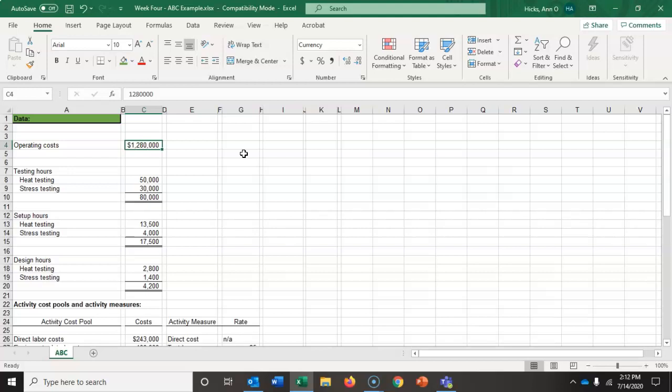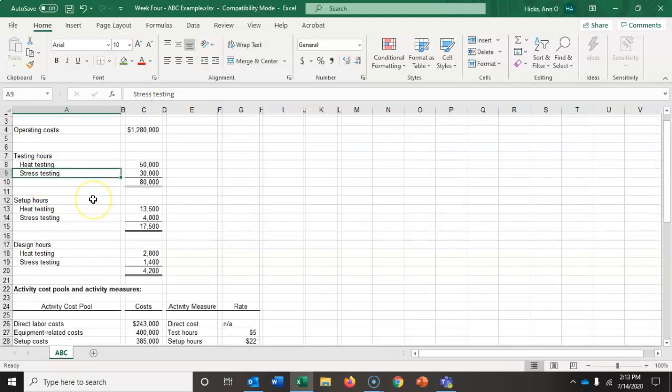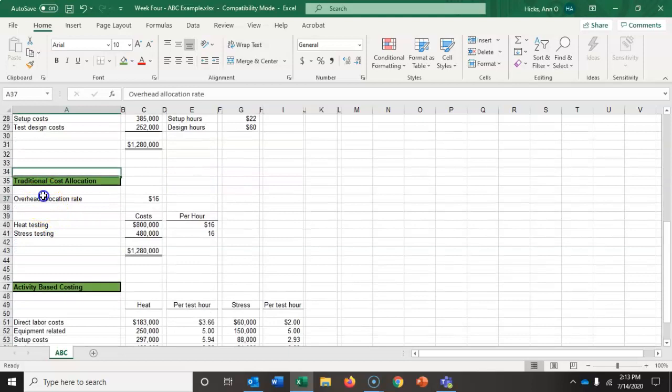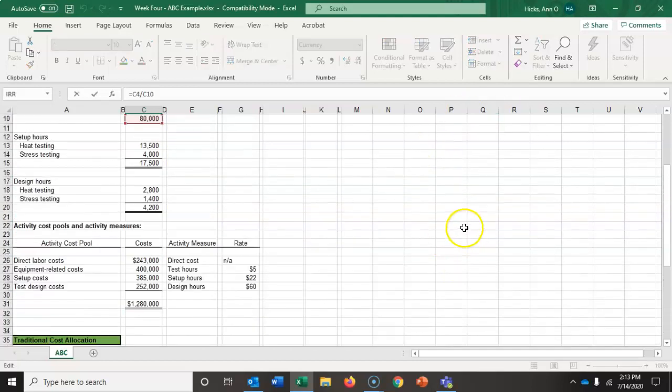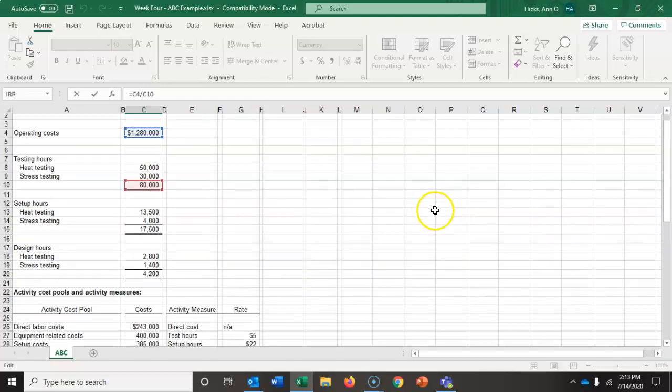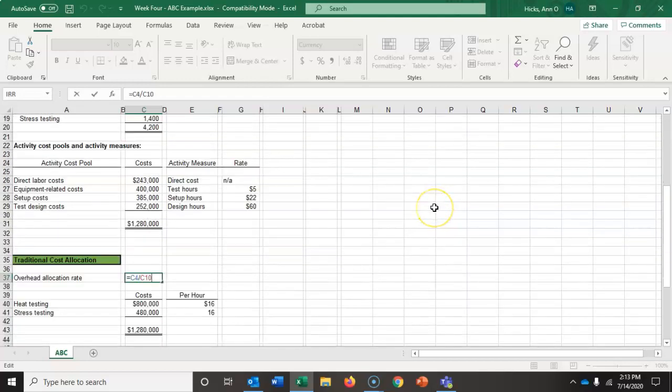$1,280,000 in operating costs, and they basically right now have been lumping that into one cost pool and allocating it based on testing hours, the number of hours that are spent testing on each of the two types. So what's happened, we'll come back to the rest of the data, but let's go down here. So what they've been doing is they identified or calculated an overhead allocation rate, which was basically just the $1,280,000 divided by the total 80,000 hours. That gave them $16 per hour.